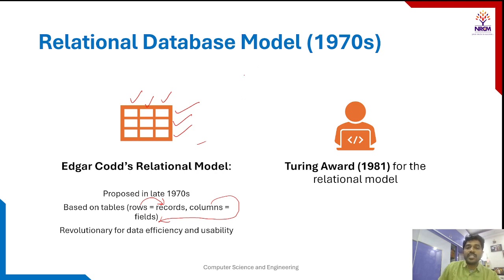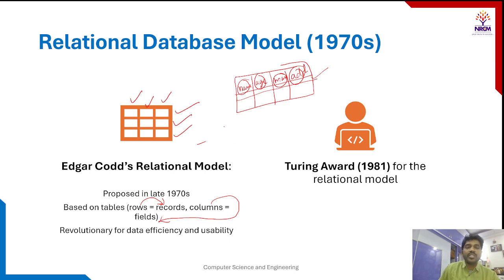For example, if we consider this table: name, age, marks, and address. Each entry for a particular student is called a record, and name, age, marks, and address are called fields. Got it? And for this work also he received the Turing Award, in 1981.